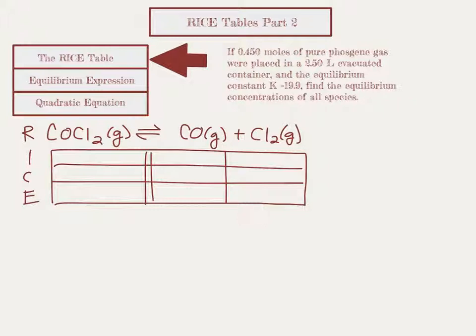Unfortunately, we don't have any concentration values yet. However, we know that molarity equals moles divided by liters, and our problem definitely gave us both of those values. So really quickly, we'll do 0.45 divided by 2.5 in our calculators to get 0.58. The question also states that our original phosgene gas is placed in an evacuated container. This implies that our starting concentrations of carbon monoxide and chlorine gas are both 0.